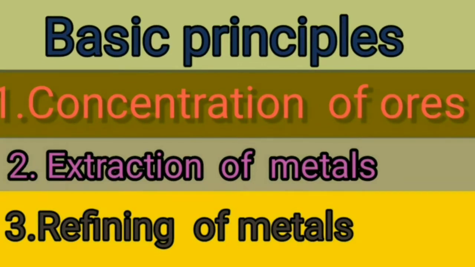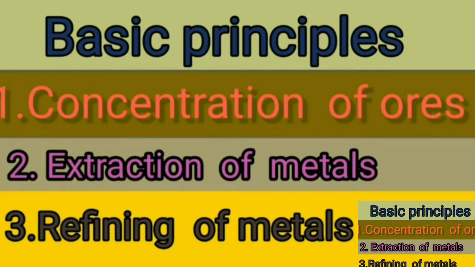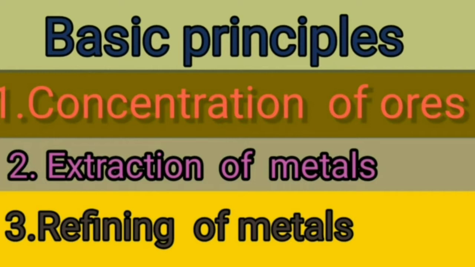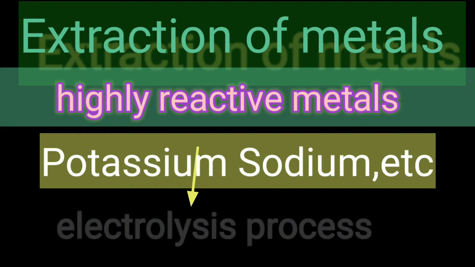Metallurgy includes different stages. The first step is to mine the ore, then to concentrate the ore. Concentration of ore means to remove the impurities called gangue particles. This is done by 5 processes. We have learned the 5 processes in the previous video.